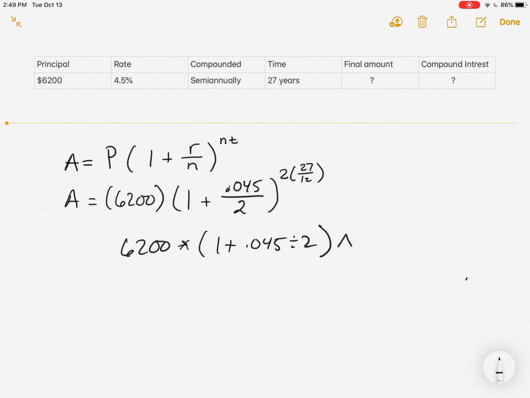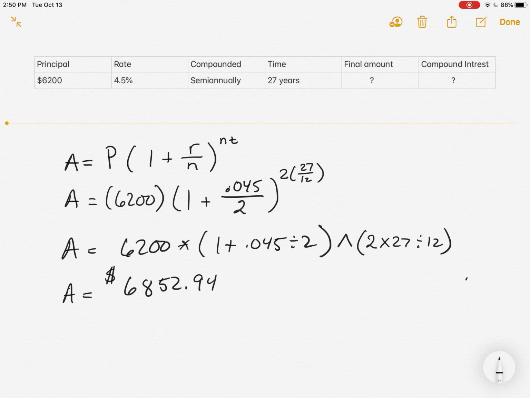Mine looks like a little caret. Sometimes they look like y to the x. But you'll hit the raise to a button. And here's an important part. You need to use open parentheses because there's lots going on here. 2 times 27 divided by 12. And close them. And that should do it. And so we get the accumulated amount of $6,852.94. That's if the interest was compounded twice a year.